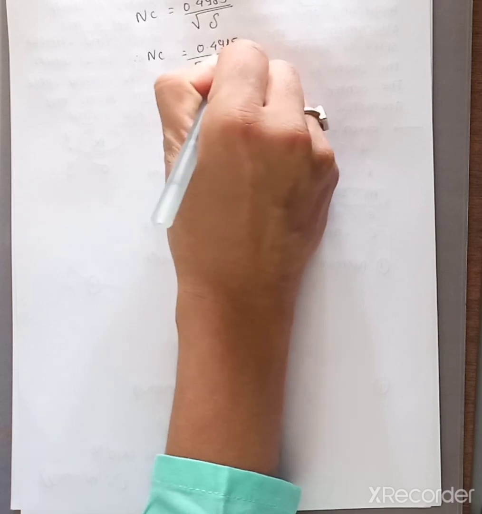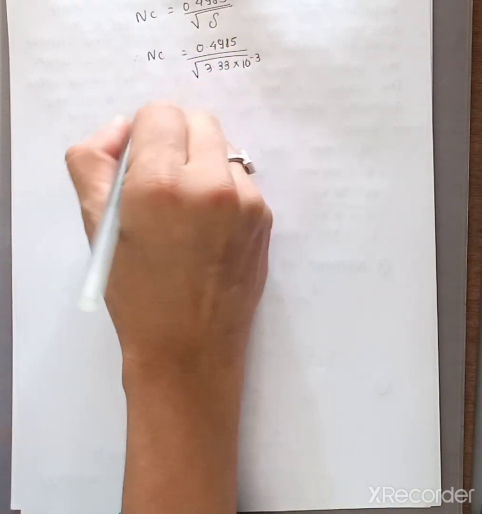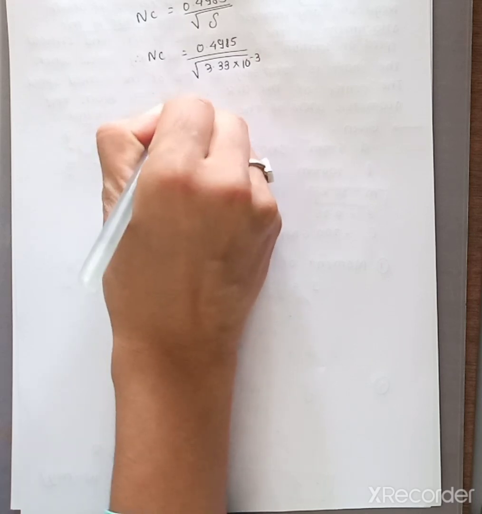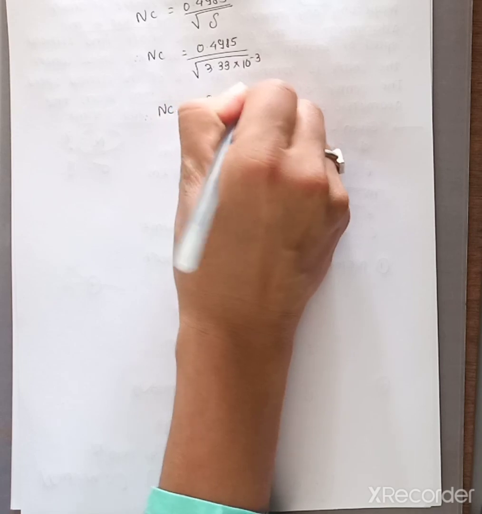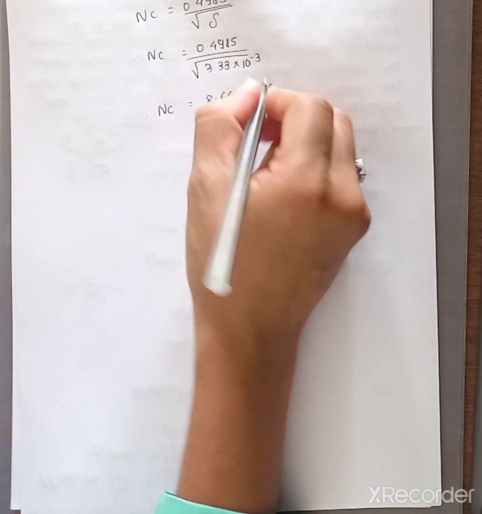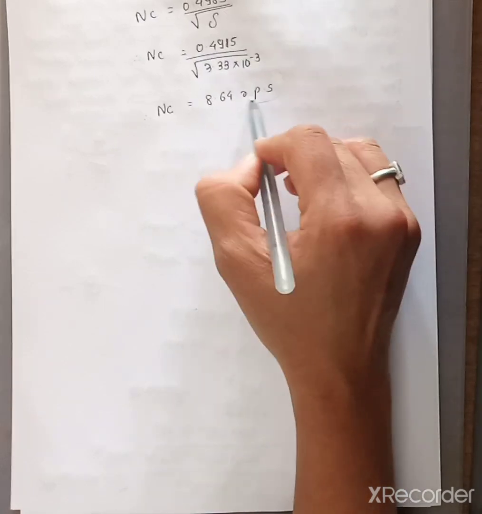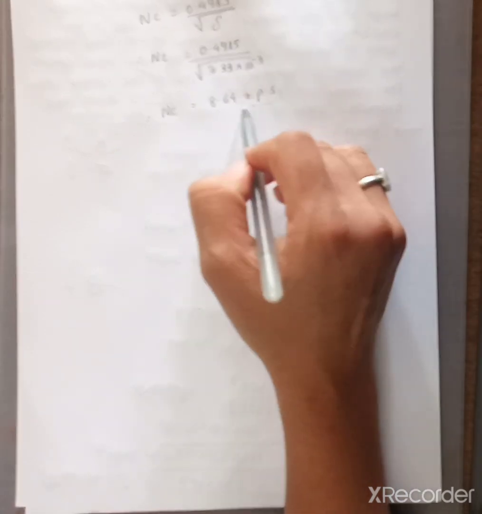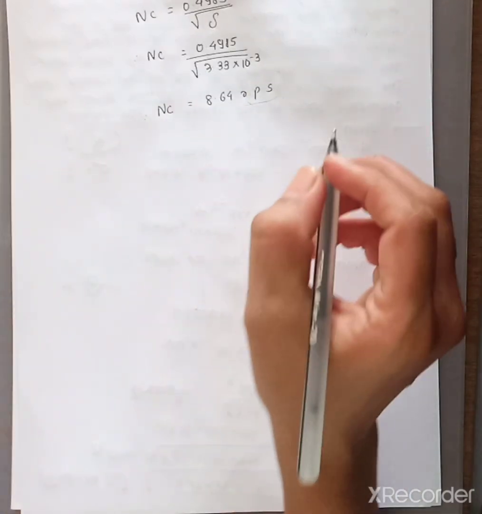3.3 into 10 raised to minus 3. We will solve this and obtain the value of critical speed, from this 8.64. It is in RPM, but we generally take speed here in RPS, revolutions per second. Now we have derived NC.